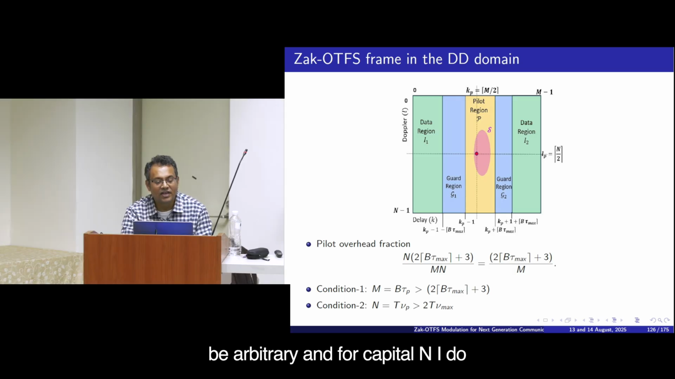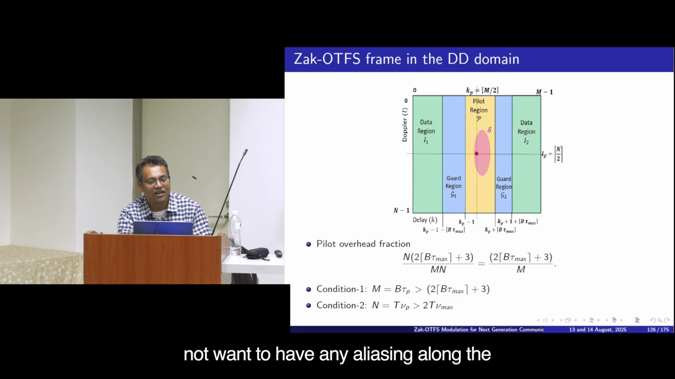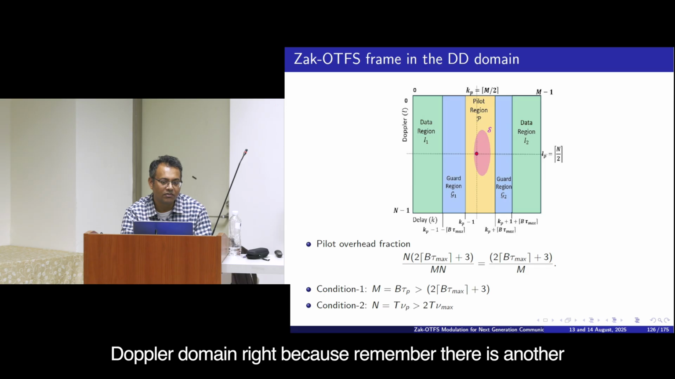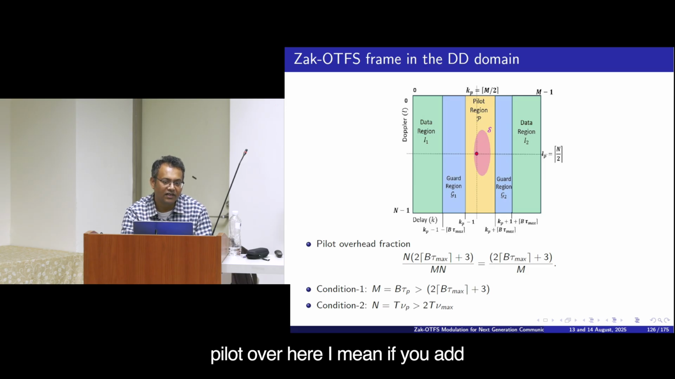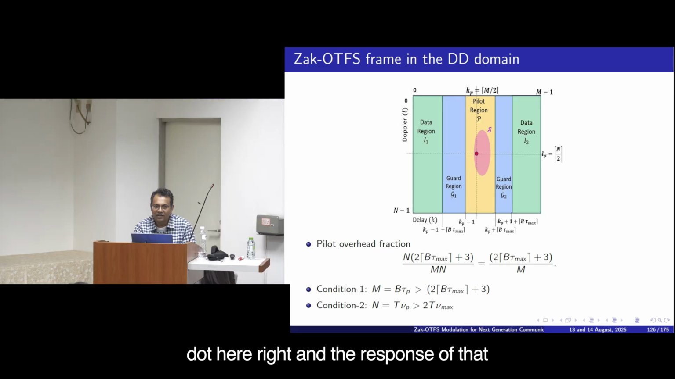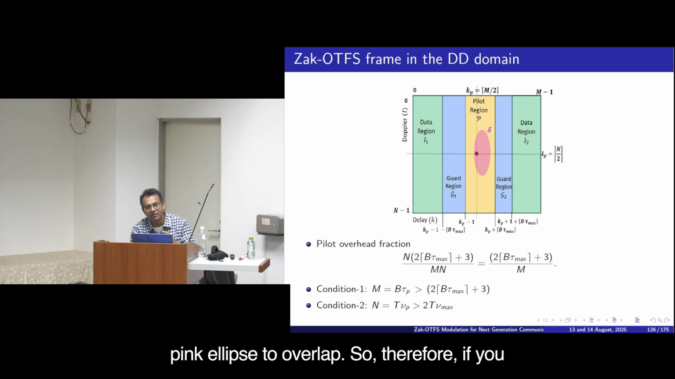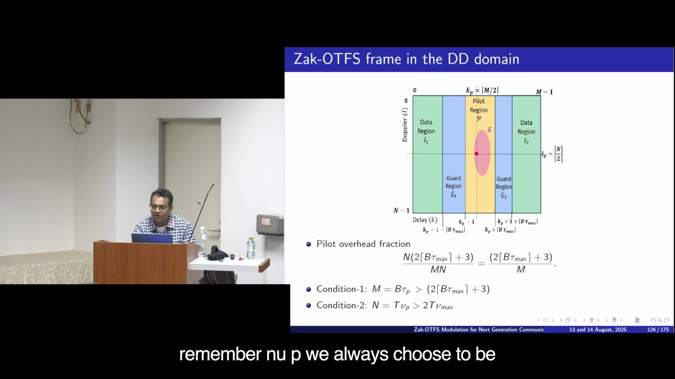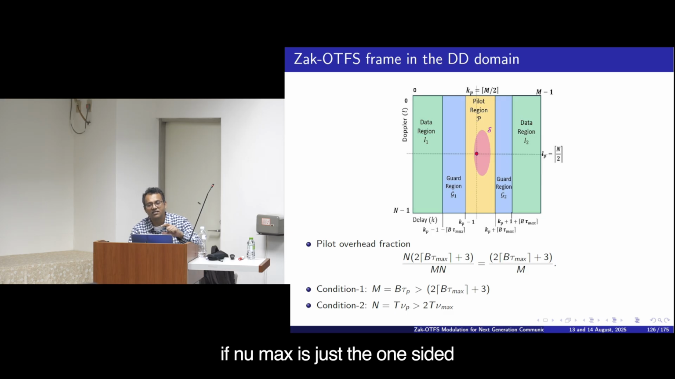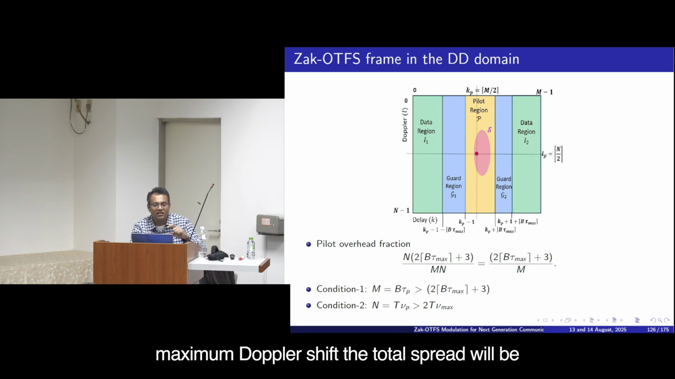And for capital N, I do not want to have any aliasing along the Doppler domain, right, because remember there is another pilot over here. If you add N to it, you will get another red dot here, and the response of that will be another pink ellipse over here. I do not want that pink ellipse and this pink ellipse to overlap. So, therefore, if you remember nu p, we always choose to be greater than 2 times nu max. If nu max is just the one-sided maximum Doppler shift.